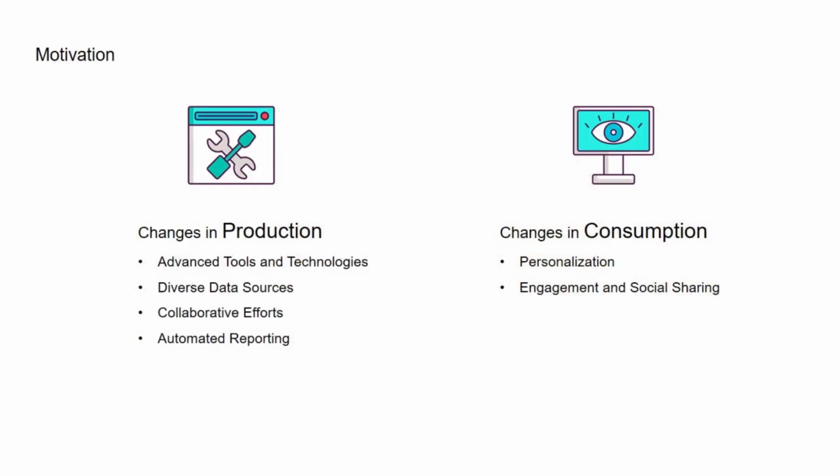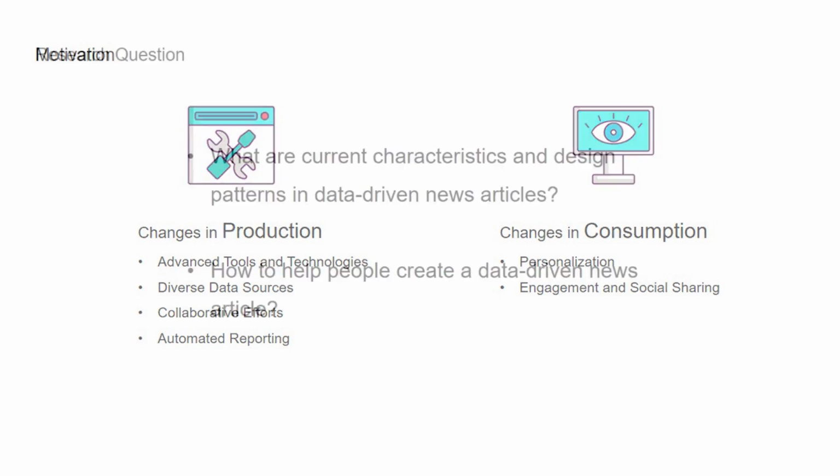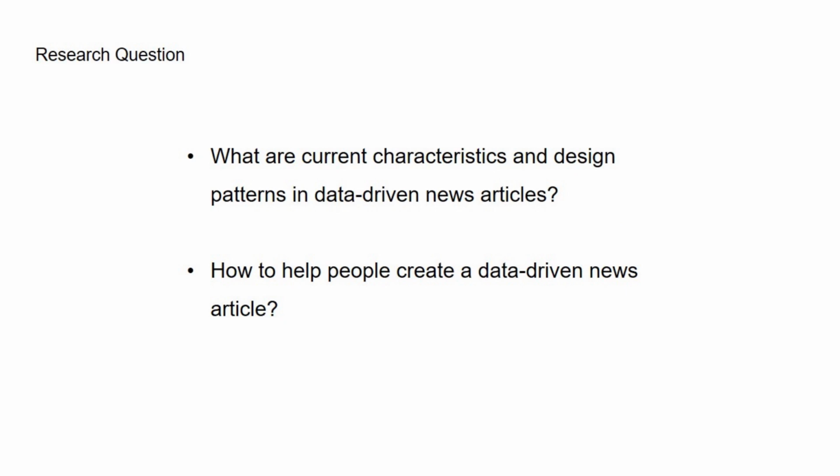Nowadays, technological advancements have significantly changed how data-driven news articles are produced and consumed. This, in turn, led to the requirement of new educational and practical frameworks. Educators and creators often struggle with integrating data visualization into news articles effectively due to a lack of understanding, making deliberate design decisions challenging. So, what are the current characteristics and design patterns in data-driven news articles, and how do we create a data-driven news article? We aim to answer these questions by detailing various article types and addressing gaps in existing frameworks with practical solutions and patterns.